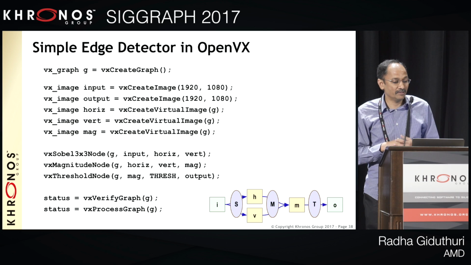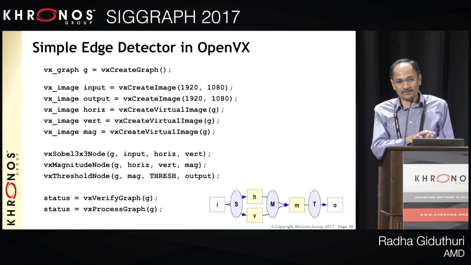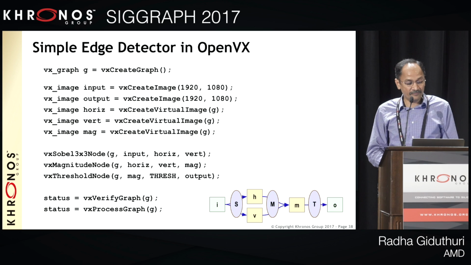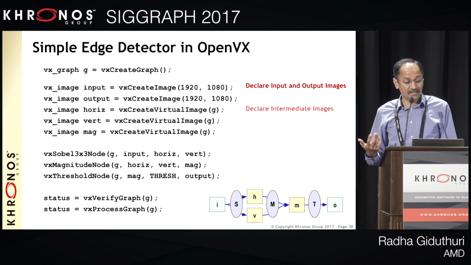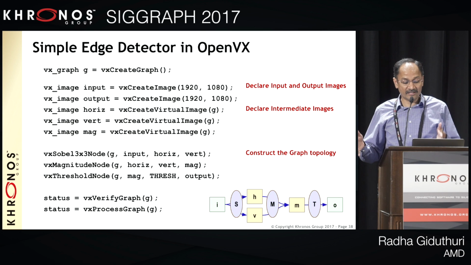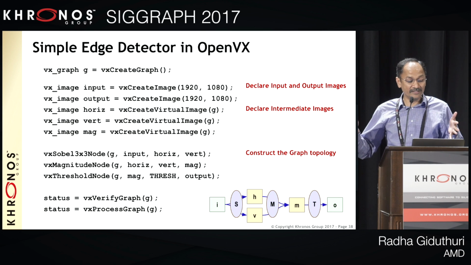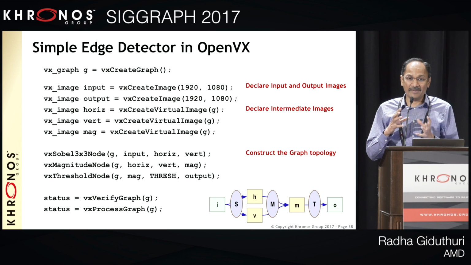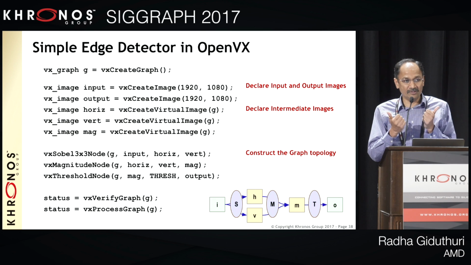So here is a simple example of an edge detector. This is not 100% syntax, but it gives you the concept. First, you create a graph, and then declare your inputs and outputs. You can see here, you have a 1080 image as an input and an output, and then you declare a bunch of intermediate data. So what it is doing here is constructing a graph, taking an image, running a Sobel 3x3 filter, and Sobel basically gives you horizontal and vertical gradients. And then it's computing a magnitude, just an L2 norm.